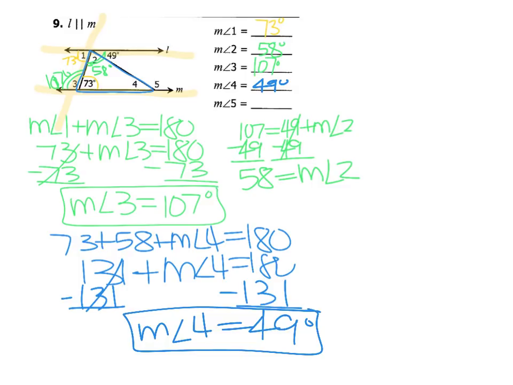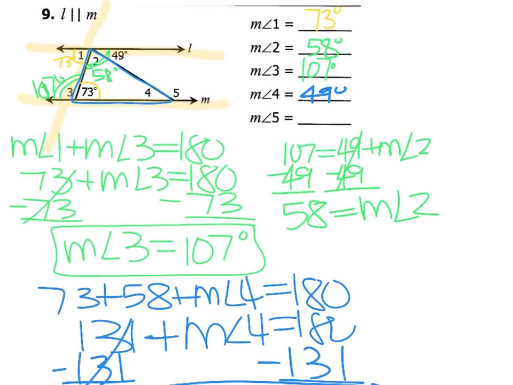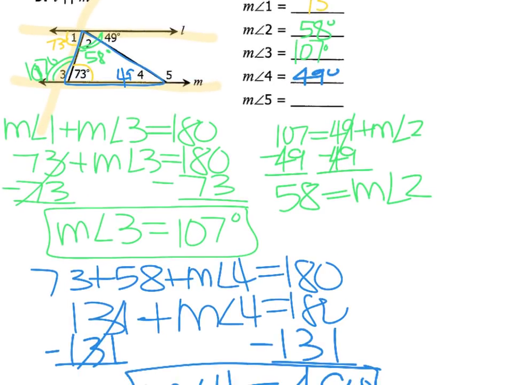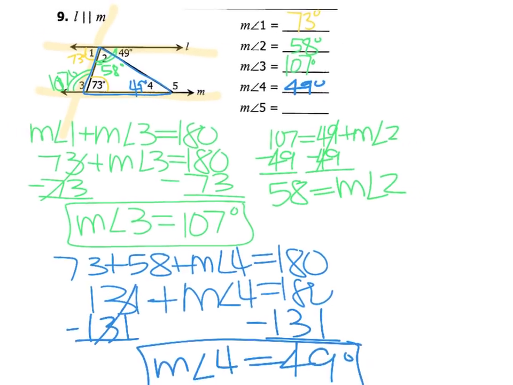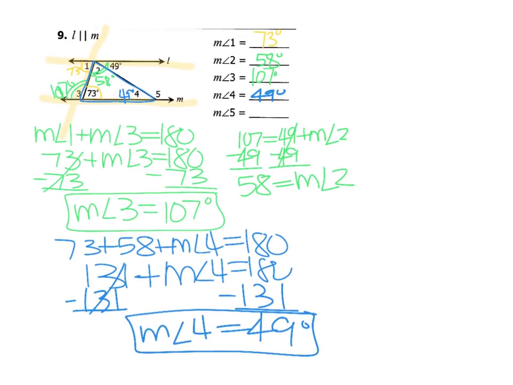All right, so if we know that the measure of angle 4 is 49 degrees, and we want to find the measure of angle 5, we know that 4 and 5 are a linear pair. So to find 5, all we got to do is say 180 minus 49. All right, we know 180 minus 49 gives us 131.